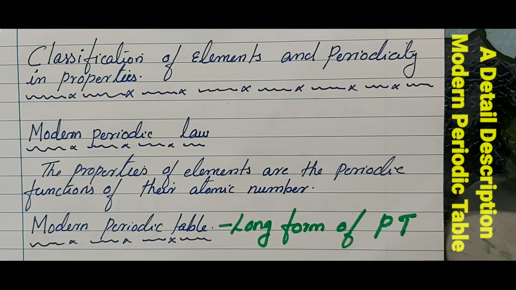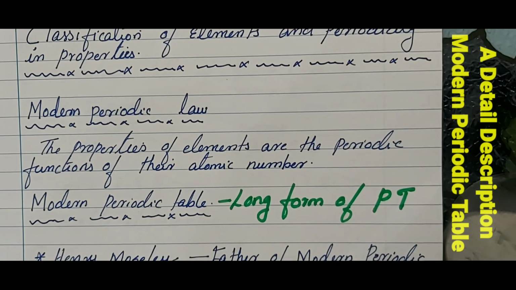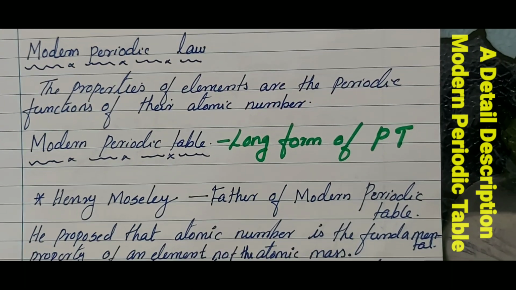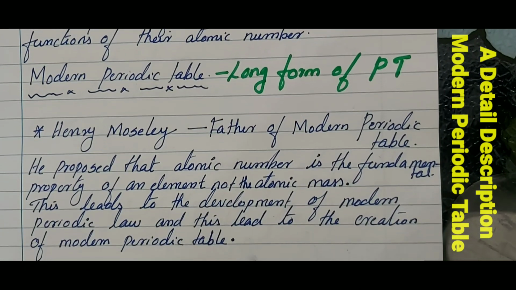From this modern periodic law, the modern periodic table, that is called long form of periodic table, has generated. So don't forget about the father of modern periodic table, that is Henry Moseley.